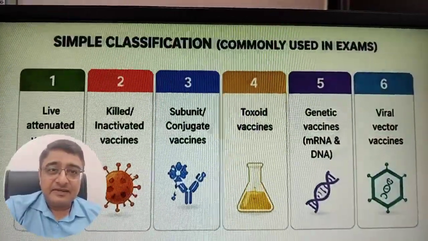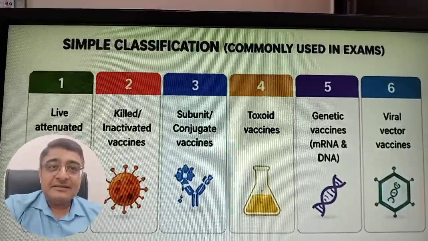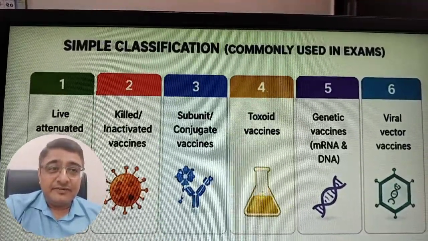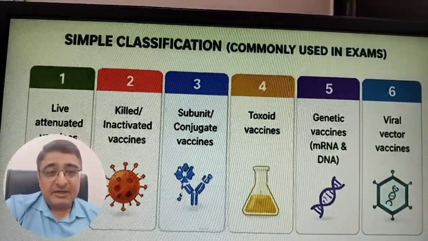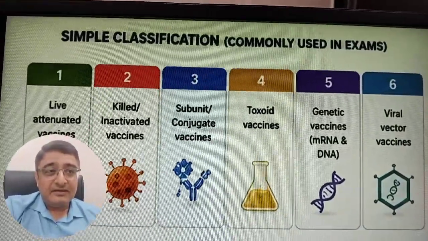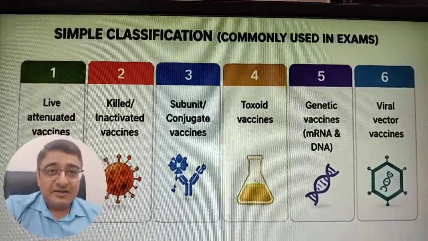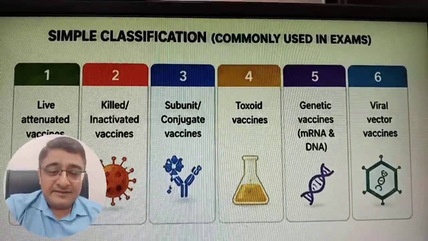In a simple classification, the live attenuated vaccine, killed or inactivated vaccines, then subunit conjugate vaccines, toxoid, then genetic vaccines like mRNA and DNA vaccines, and viral vector vaccines. This is the classification of vaccines, types of vaccines.